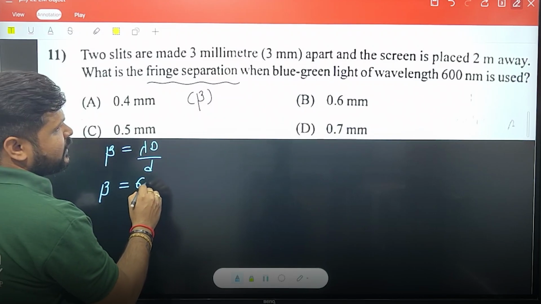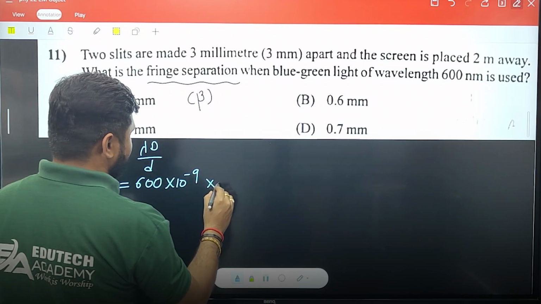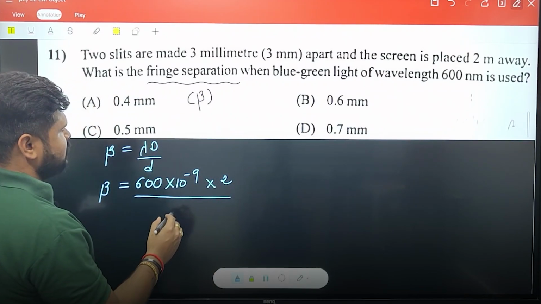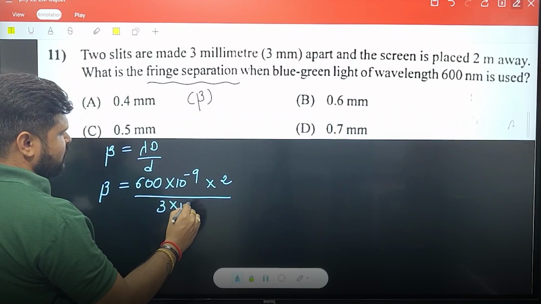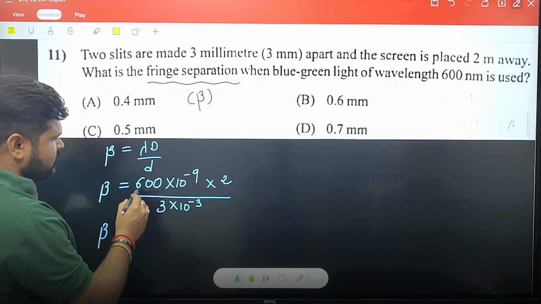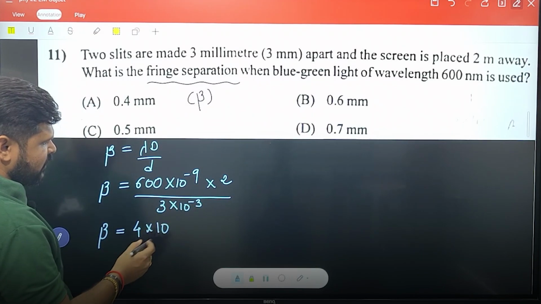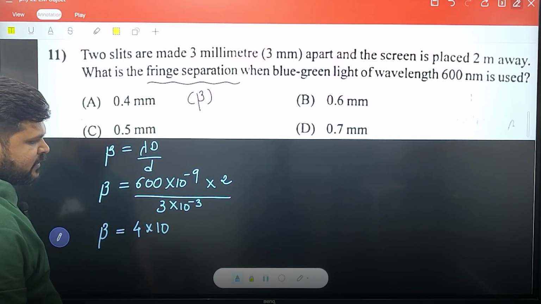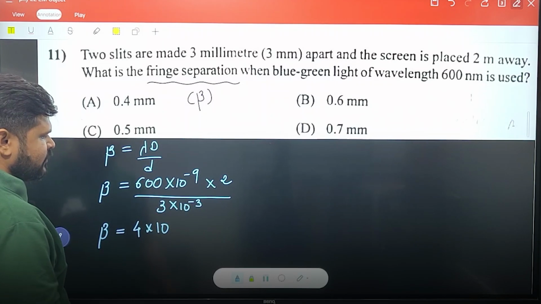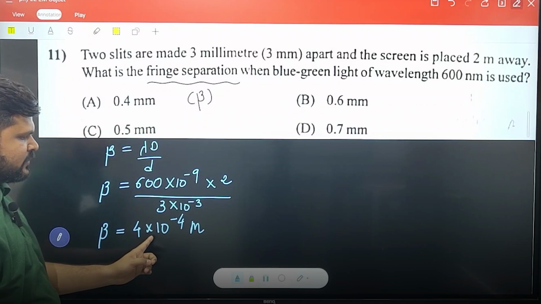Just place all the values again. 600 into 10 raised to minus 9. Capital D is 2, the screen is placed at 2 meter. Small d is 3, so 3 into 10 raised to minus 3. Solve it. 6 into 2, 12 divided by 3, 4 into 10 power minus 9 and 2 minus 7. This is minus 3, in the numerator it becomes plus 3. So it will become minus 4 meter. This is the answer, 4 into 10 raised to minus 4 meter.